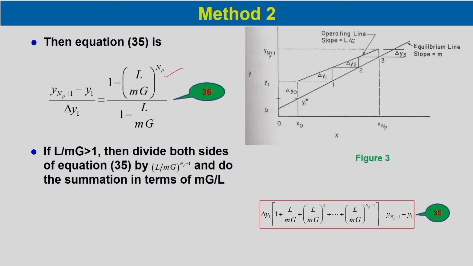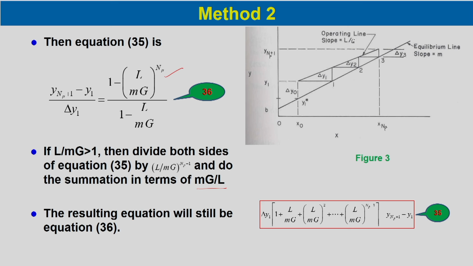If L by m g is greater than 1, then divide both sides of equation 35 by L by m g to the power n p minus 1 and do the summation in terms of m g by L. If we do so, the resulting equation will still be equation 36, the same equation we will obtain.